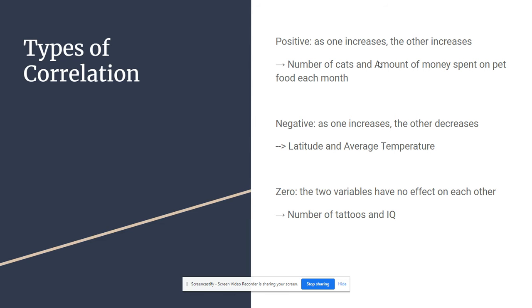An opposite of that is a negative correlation. Now, that doesn't mean a bad thing. And it doesn't mean they're not correlated at all. It just means as one increases, the other decreases. So latitude and average temperature.